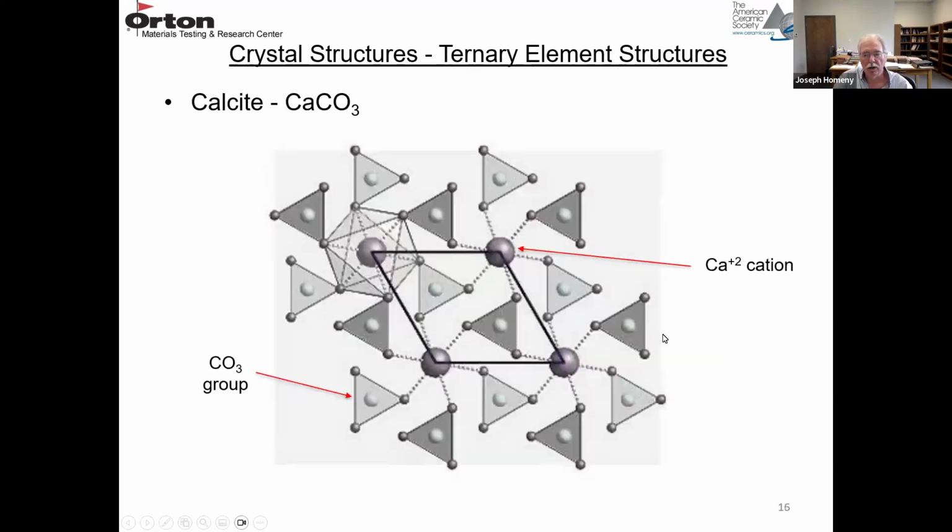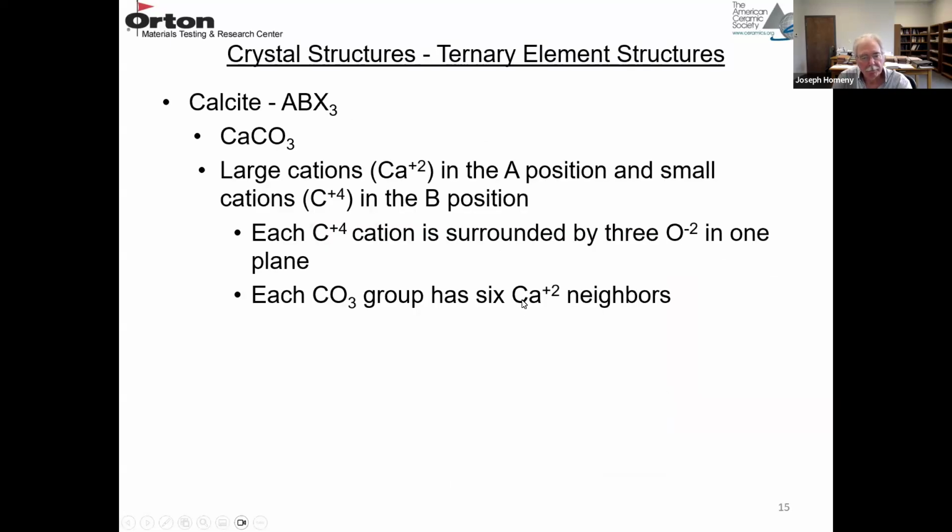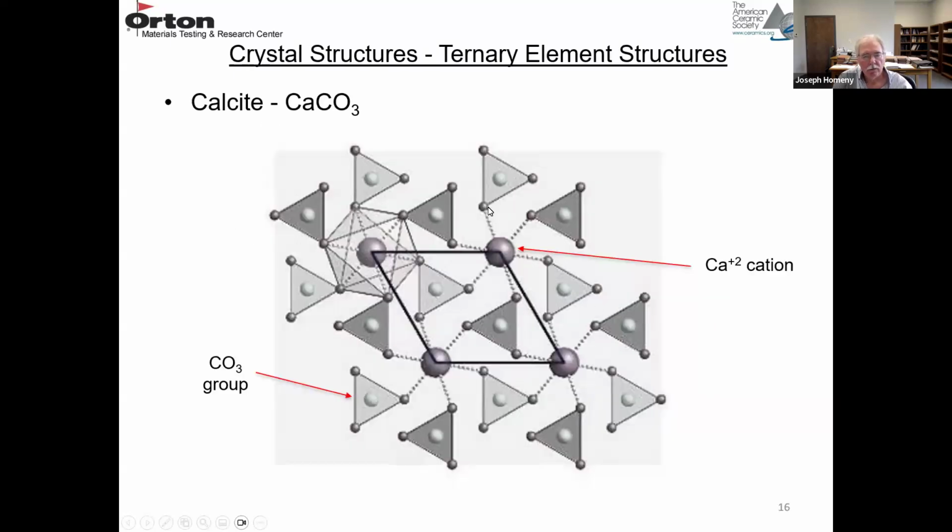So it looks something like this. This is calcite. Here is a CO3 group. Carbon is in the center, oxygens are at the corners, so they're forming triangles. And then here's your Ca+2 cation. It has six neighbors, so it's surrounded by these 6 oxygens. So that's calcite.